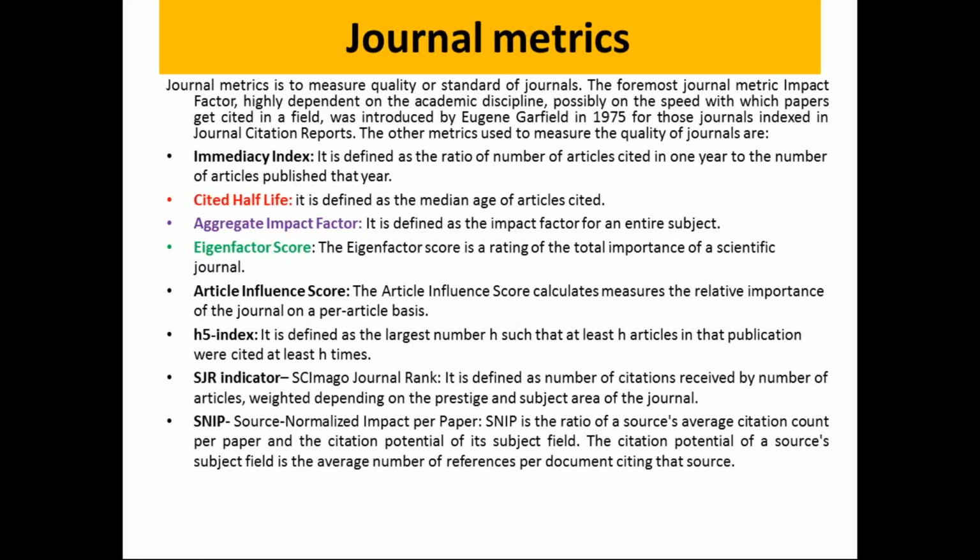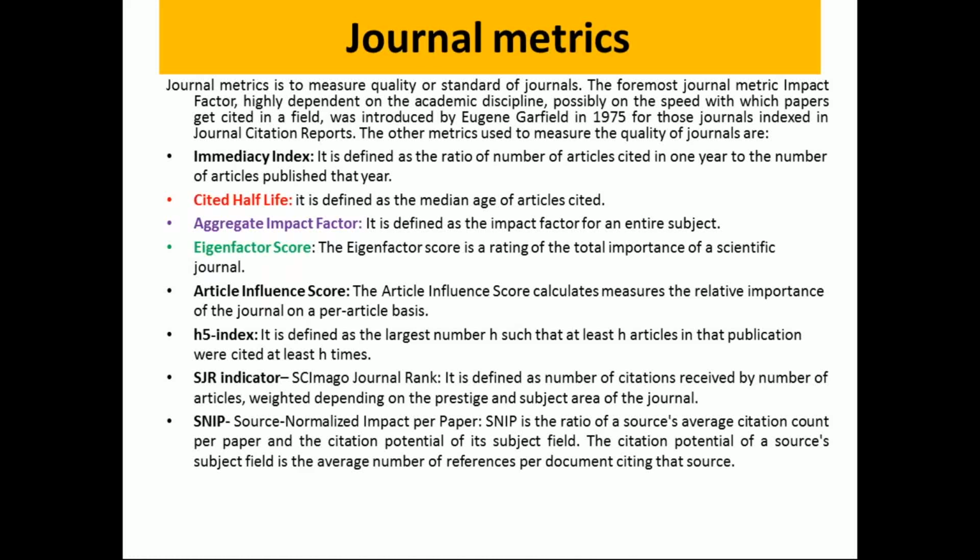H5 index is the H index for the last 5 years of publications. That means if I want to find out the H index for this year, 2020, I will take 5 years, that is 2015 to 2020. Then there is the SJR indicator, which is provided globally. SNIP is also provided. This is for journal metrics.